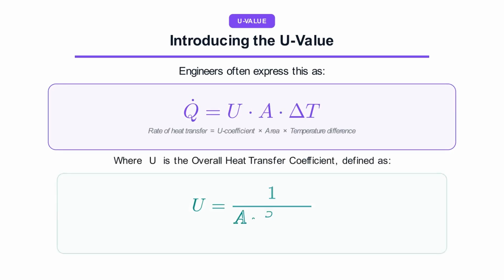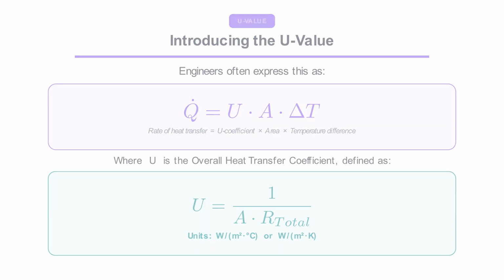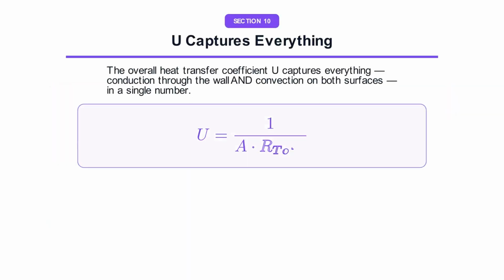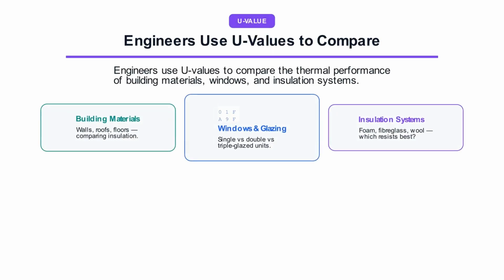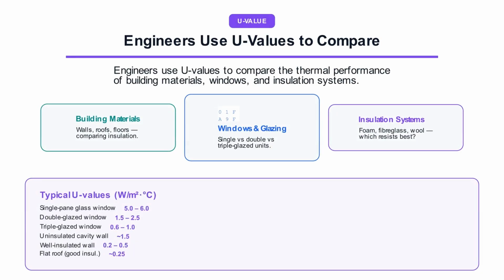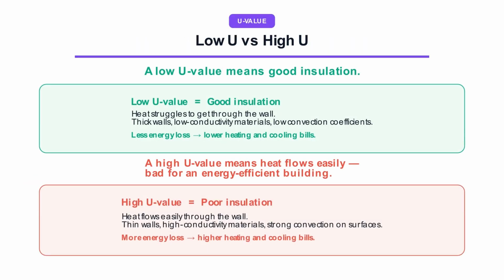the overall heat transfer coefficient, defined as 1 over A times R total. Units, watts per degree Celsius or watts per Kelvin. The overall heat transfer coefficient, U, captures everything, conduction through the wall and convection on both surfaces, in a single number. Engineers use U values to compare the thermal performance of building materials, windows, and insulation systems. A low U value means good insulation. A high U value means heat flows easily, bad for an energy-efficient building.